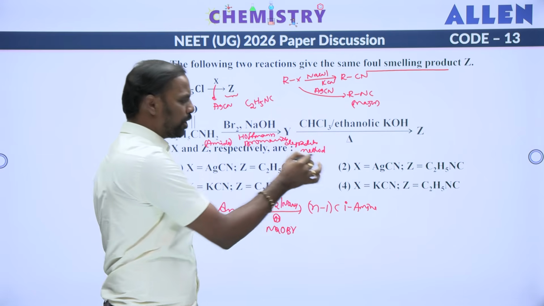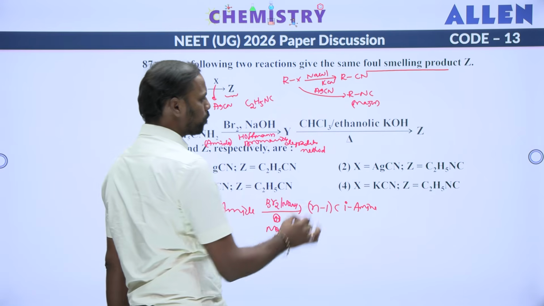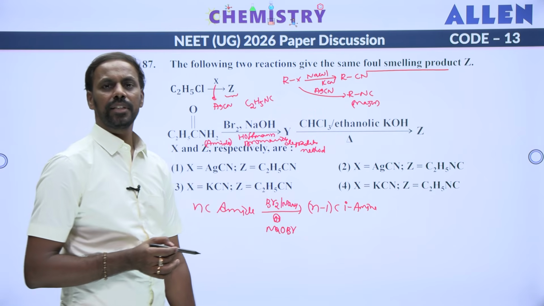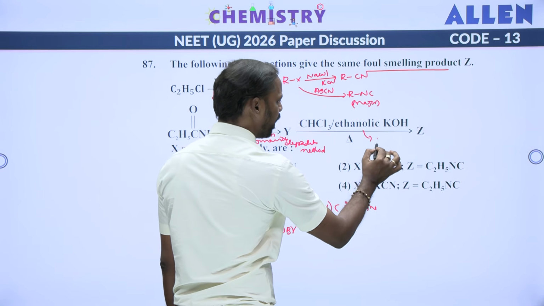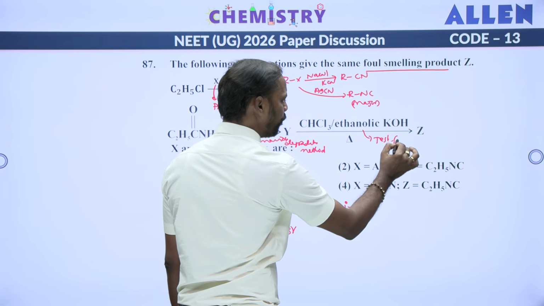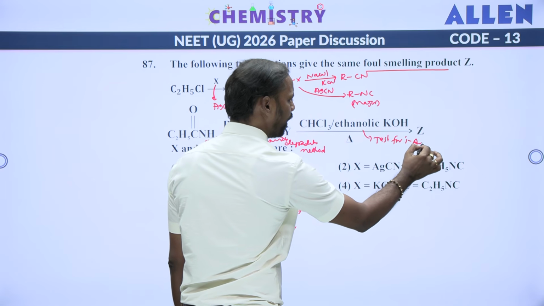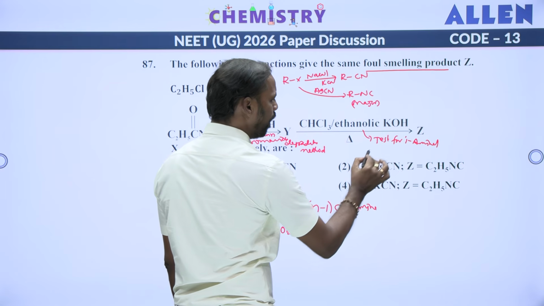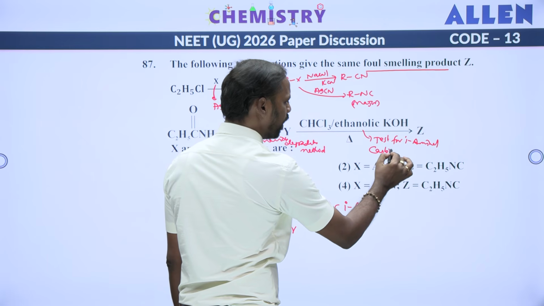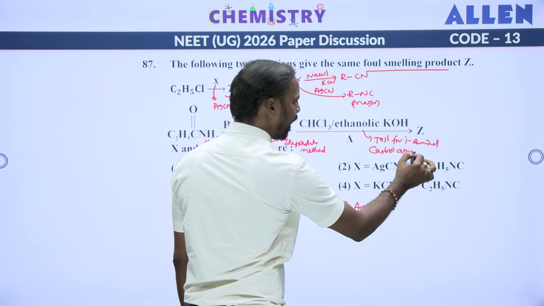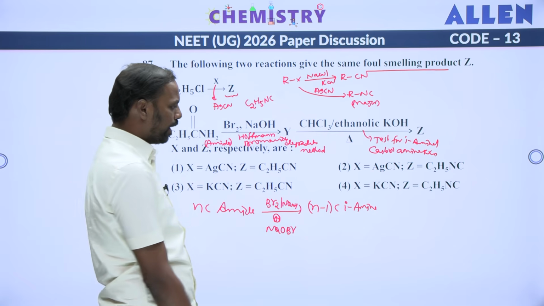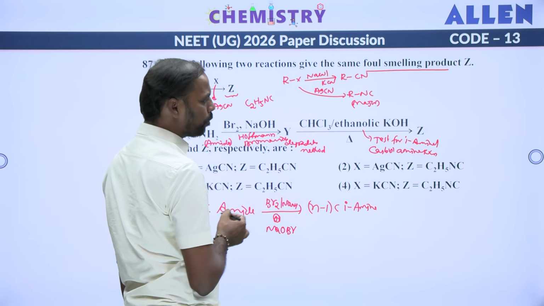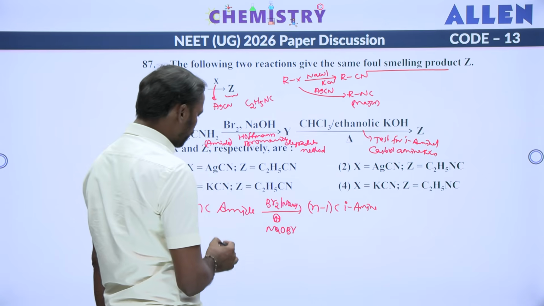So after formation of this one, what is the next reaction, student? Chloroform in the presence of alcoholic KOH. And what is this reaction? This is very, very important. Test for primary amine. Or we can also call which one? Carbylamine reaction, or else what? Isocyanide test. That means here this amine is going to be converted into which one, student?